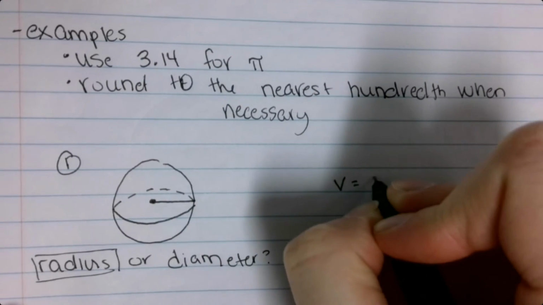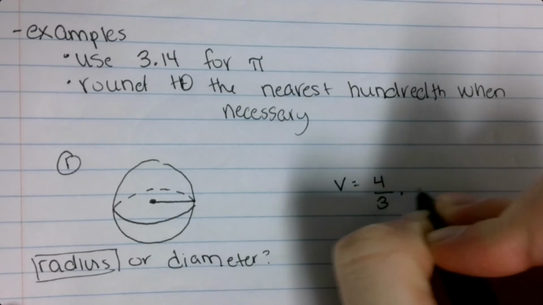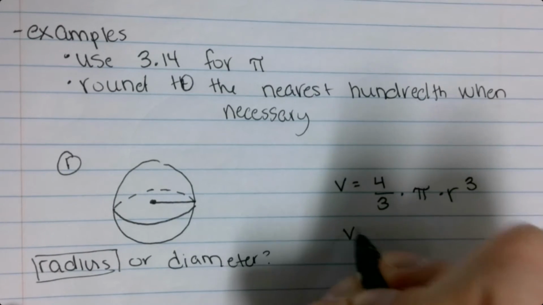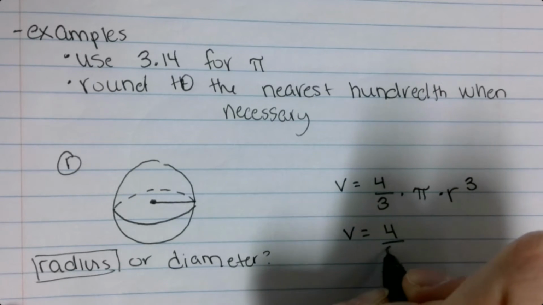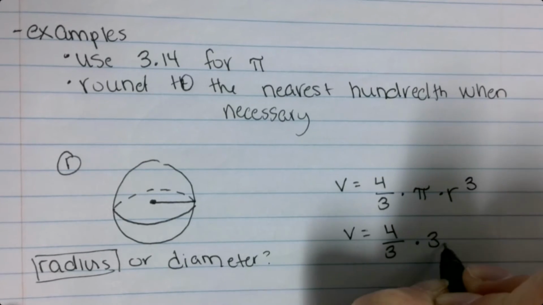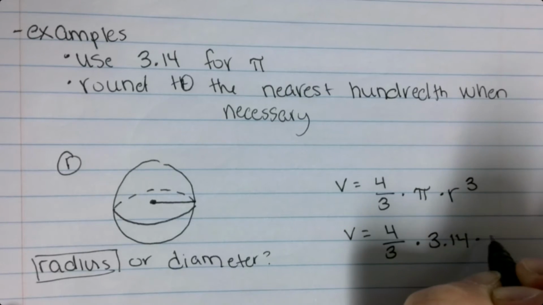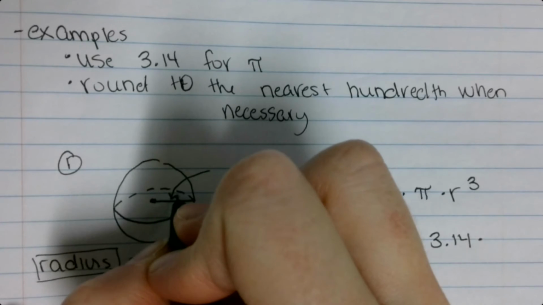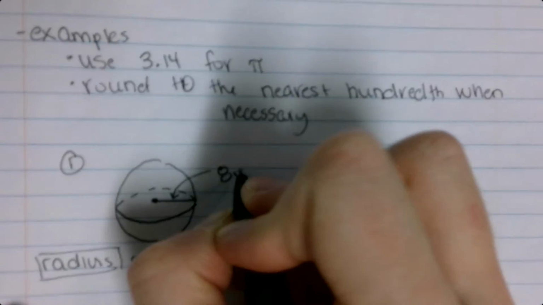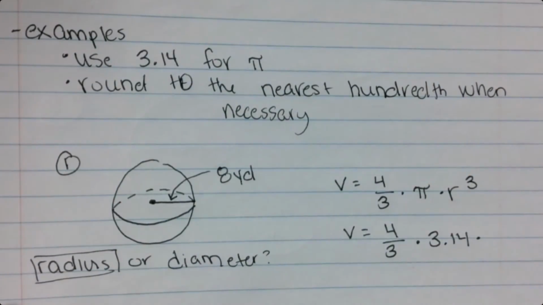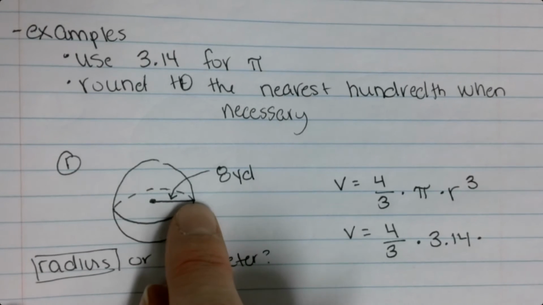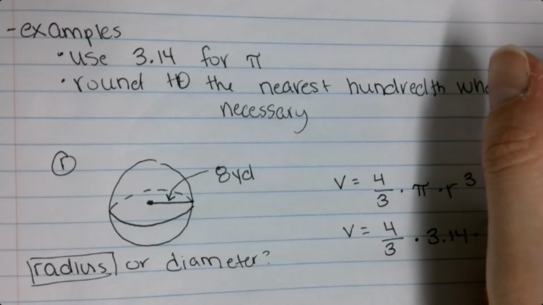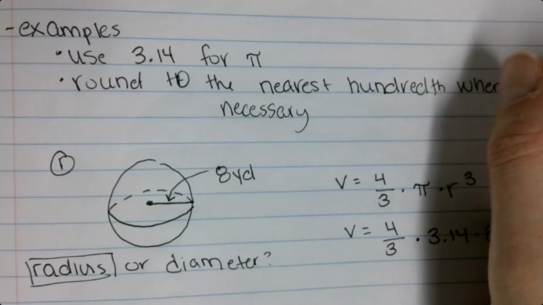So if volume is 4/3 times pi times radius cubed, we can now start to plug in 4/3. In place of pi, we're going to use 3.14. Our radius was given to us. I should have given you the number, I guess, though. Sorry about that. It is 8 yards. The line told you that it was given, so that's why I could have started the formula, but now I'll give you the actual number. So this is 8 cubed.